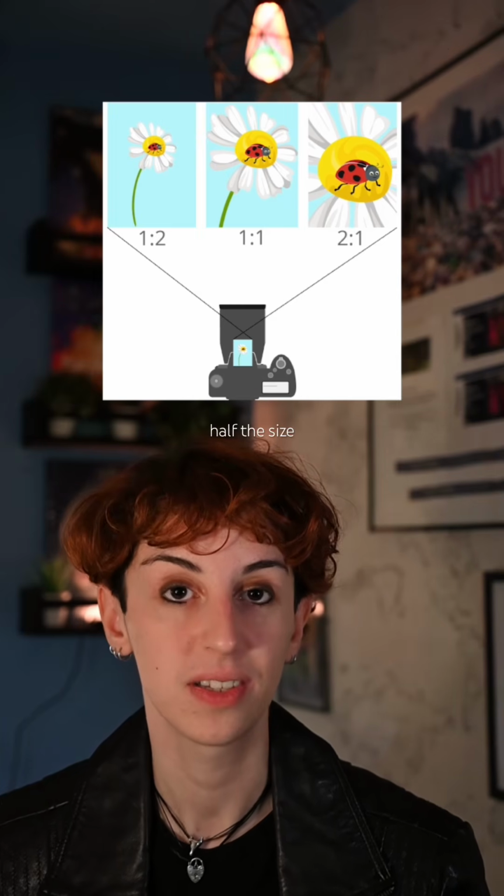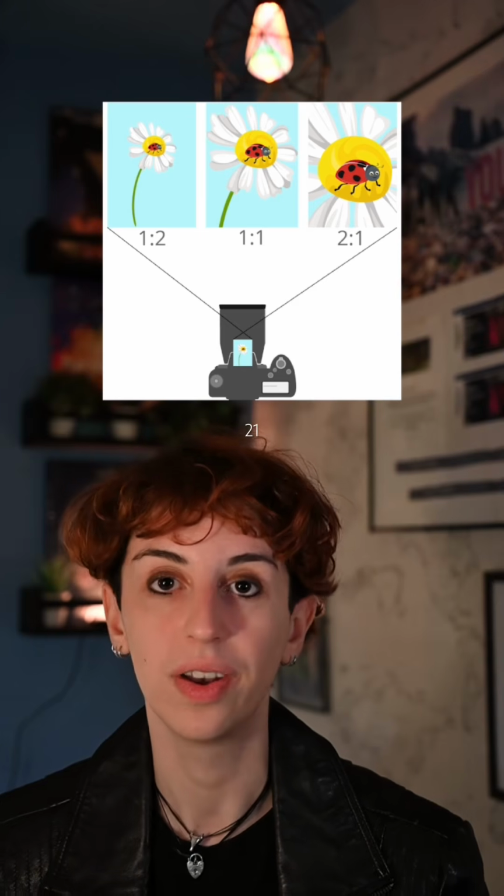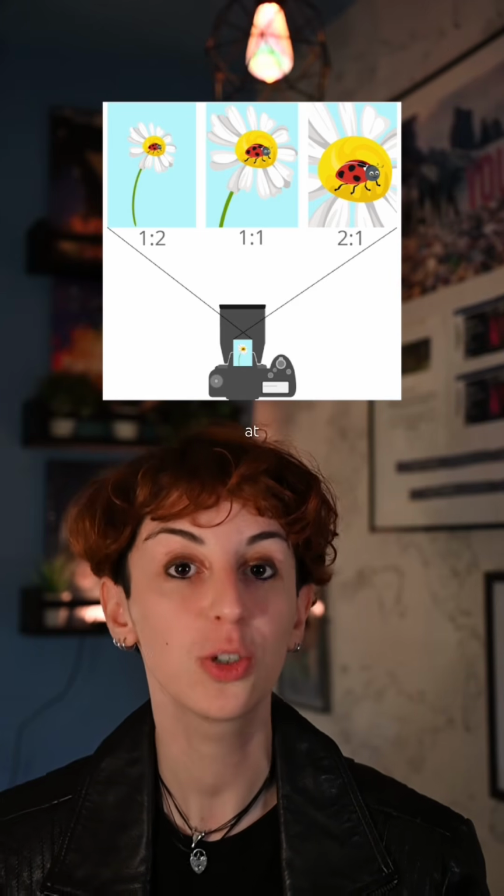So now when you see 1:2, 1:1, or even 2:1, read it as magnification power. 1:2 means half the size. 1:1 means life size. 2:1 means the subject is projected onto the sensor at twice life size.